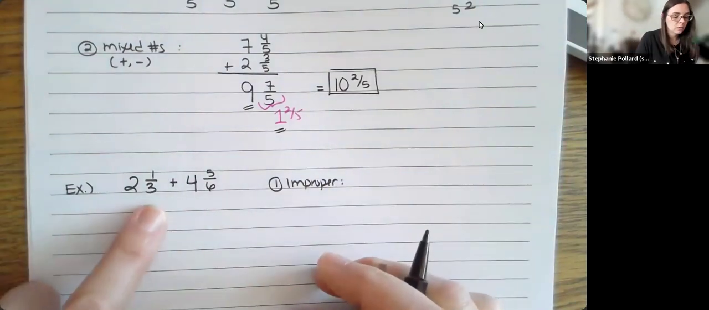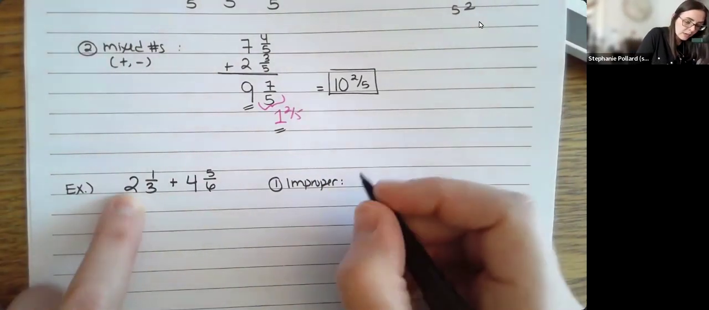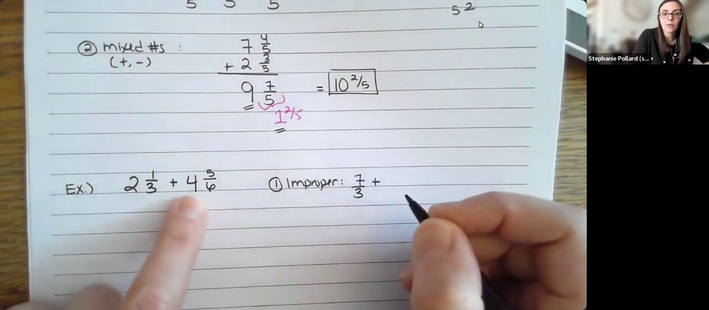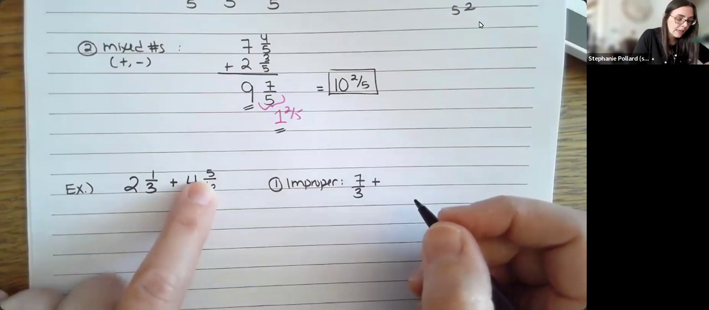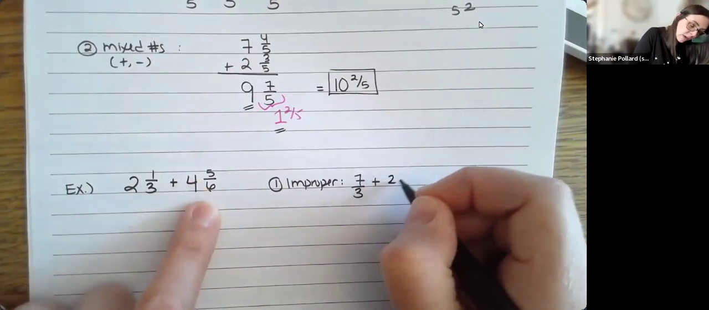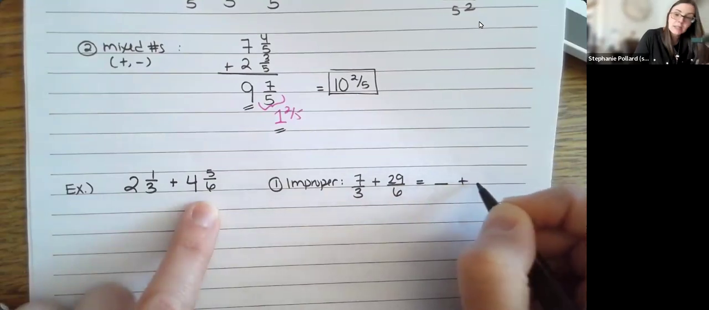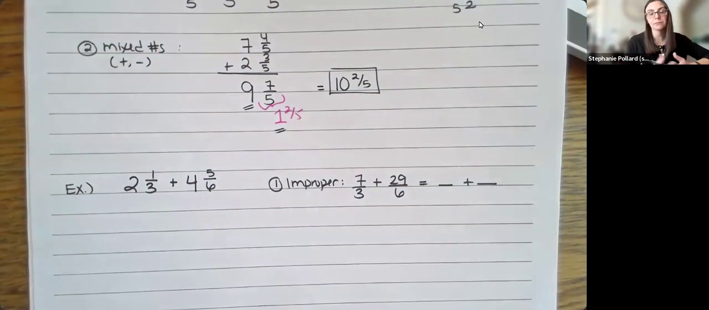So I would do 3 times 2 is 6 plus 1 is 7. So I'm going to do 7/3. And then 6 times 4 is 24, and then plus 5 is 29. So 29 over 6. And then you're still going to have to go through your process for getting common denominators.